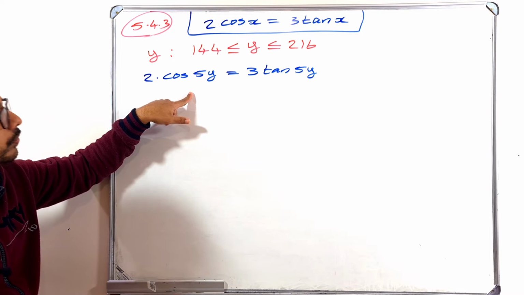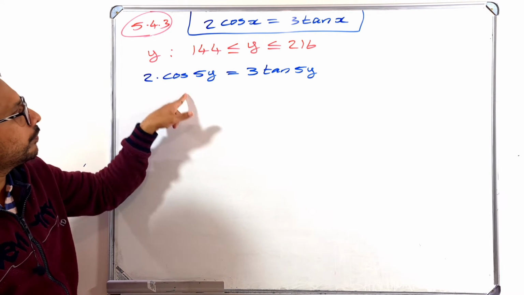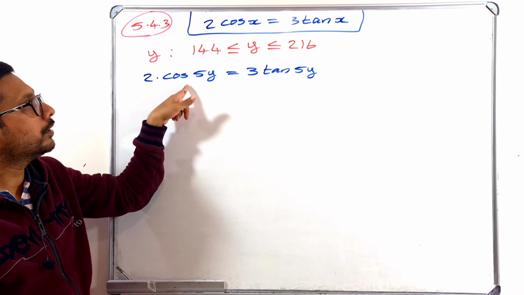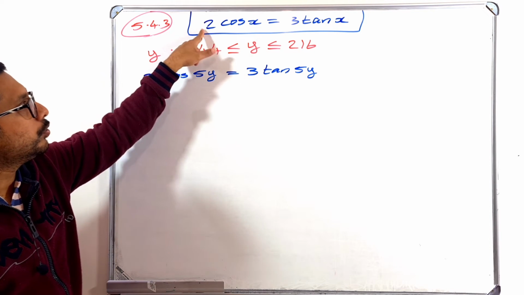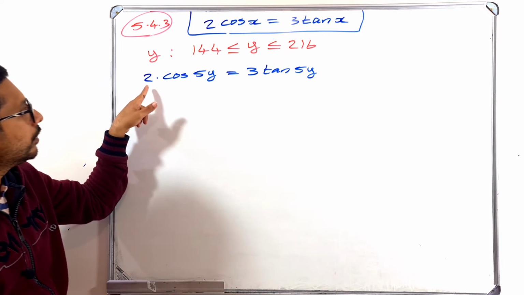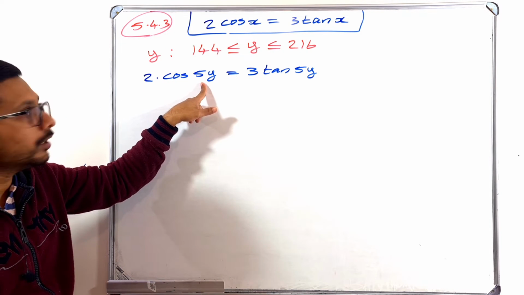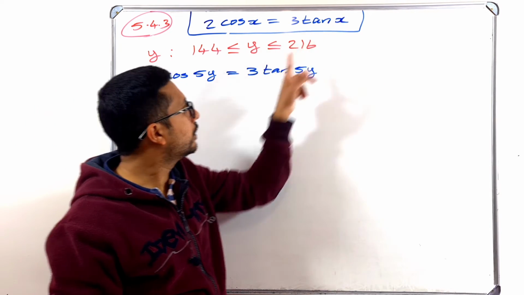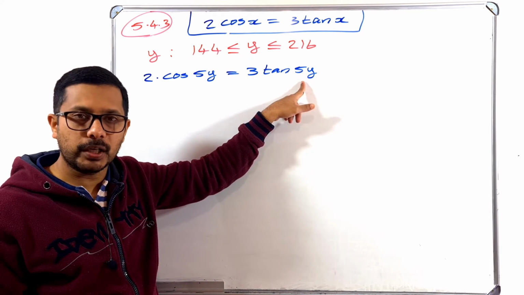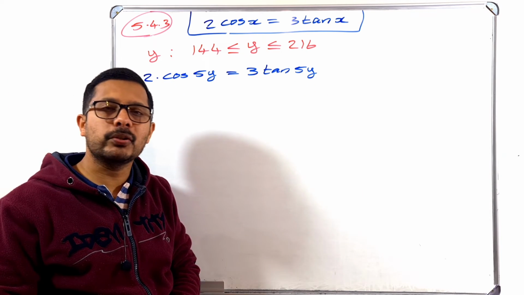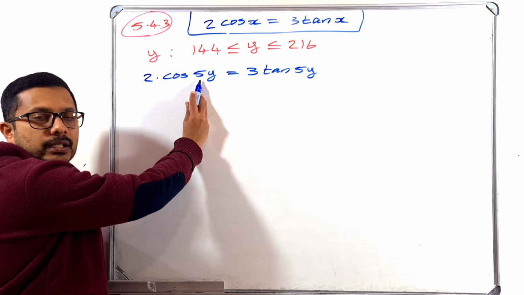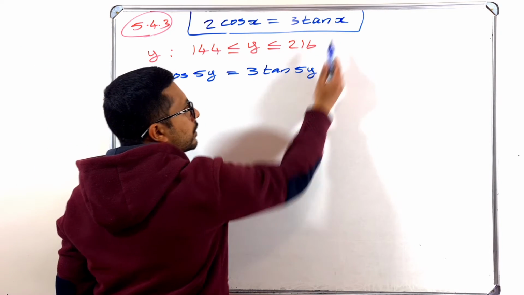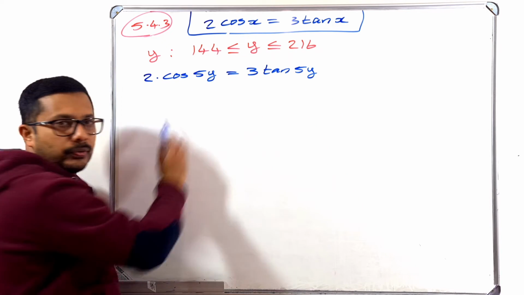Okay, so can you see something here? Compare these two equations. Here you can see 2 cos x, here 2 cos 5y. 3 tan x, 3 tan 5y. So what you can see there? Instead of this x, they write it as 5y. Look at this, x, 5y, x, 5y.